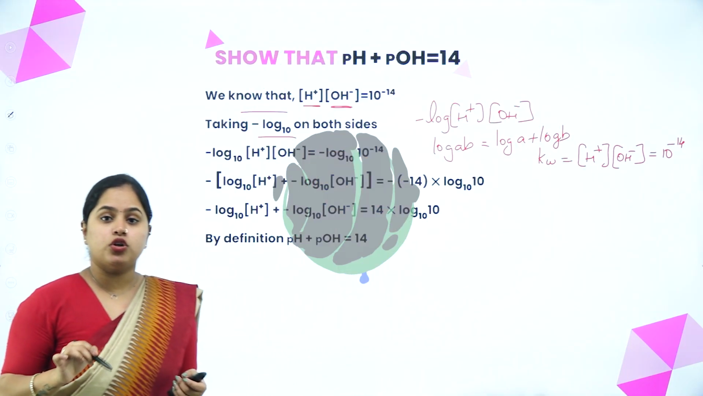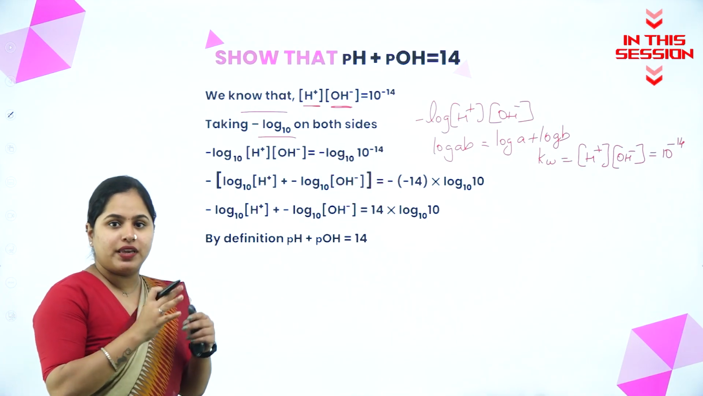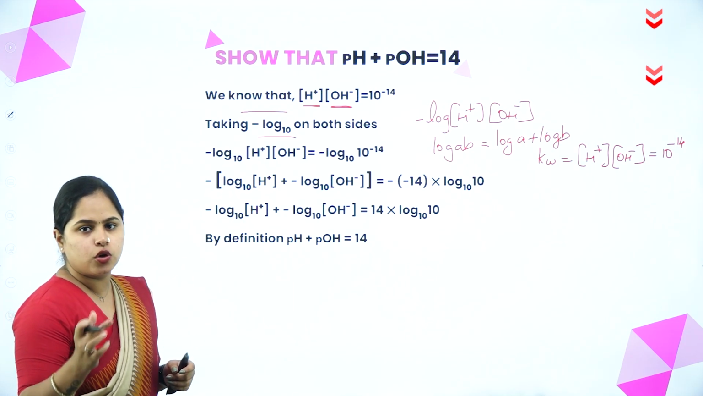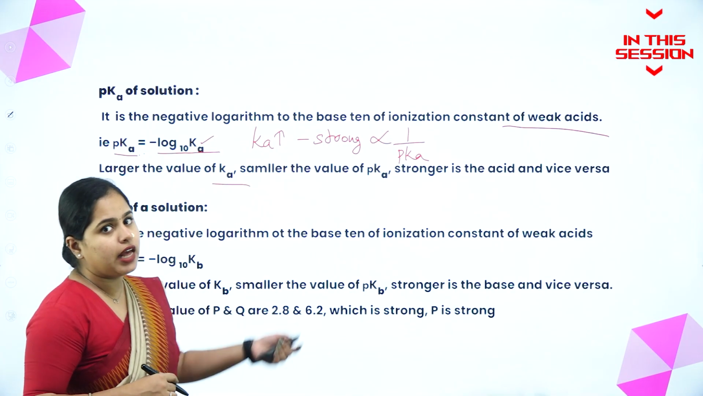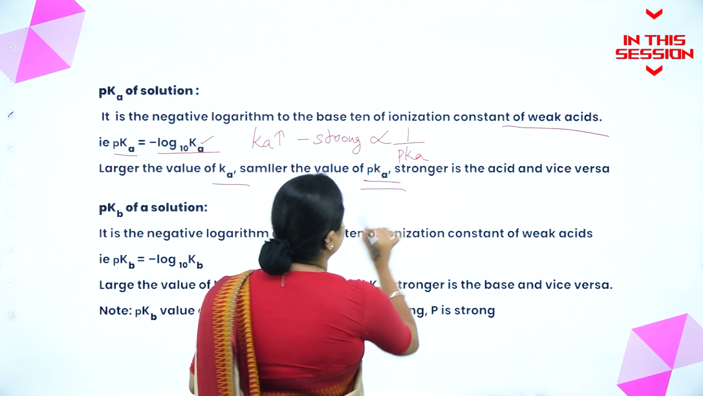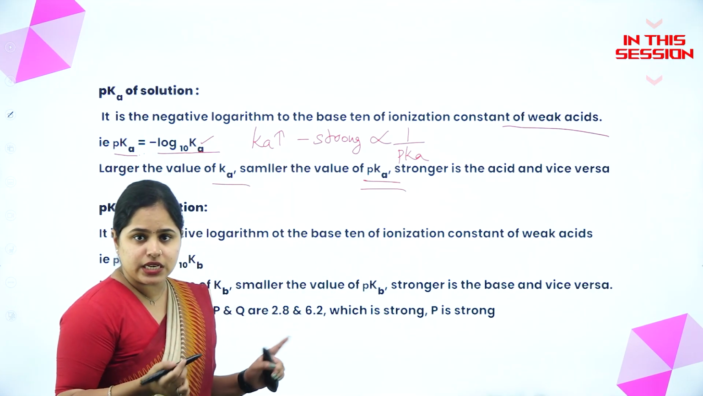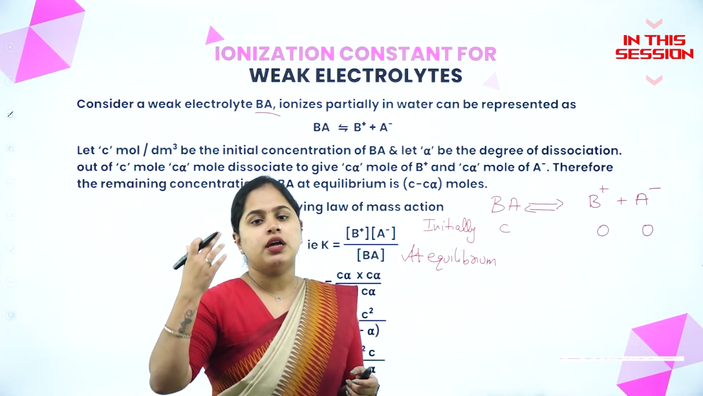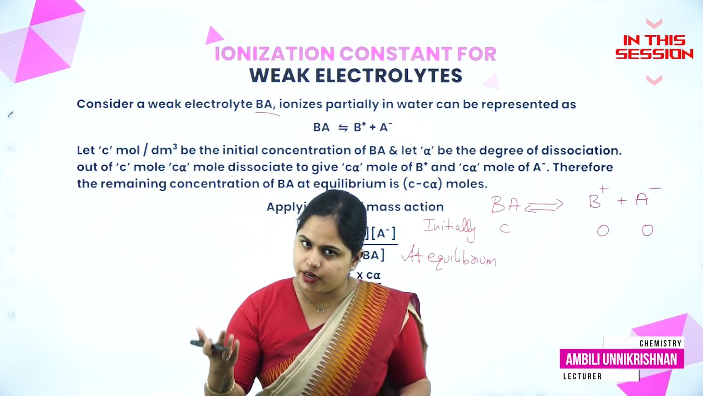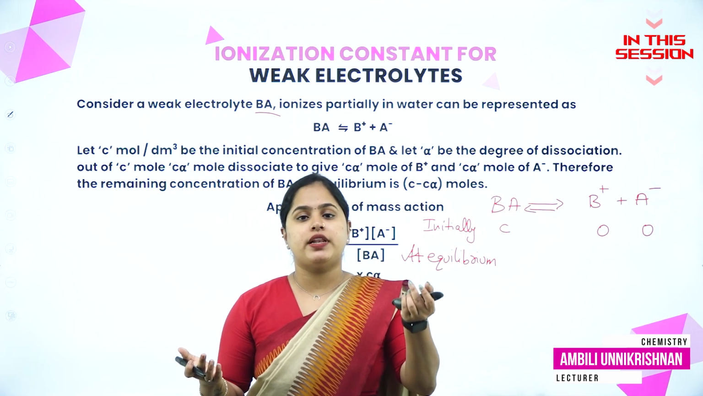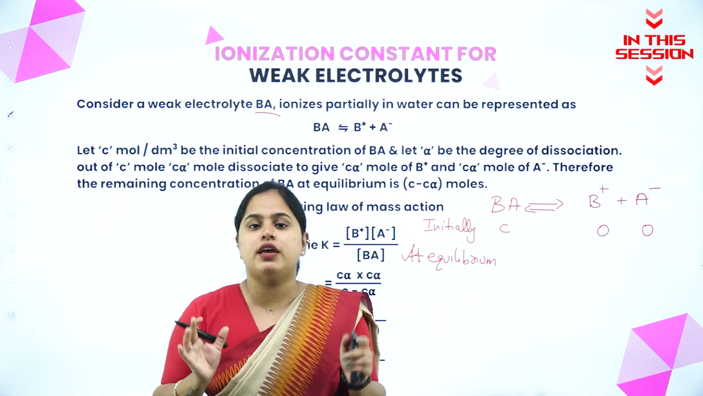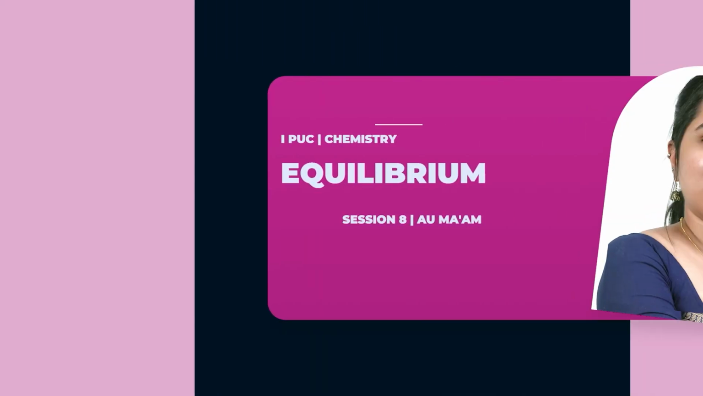Log AB is equal to log A plus log B. So we can expand it and write it in the form log AB, so we are going to write it as log A plus log B. The larger the value of Ka, the smaller will be the value of pKa. They are inversely proportional, and the acid will be stronger. At equilibrium, the concentration of the reactants will reduce, the concentration of the products will increase, and at a point of time, this will become equal, at which they will attain equilibrium.